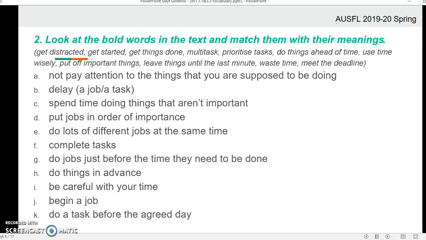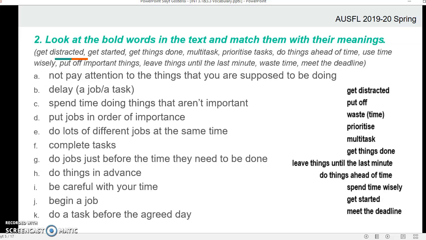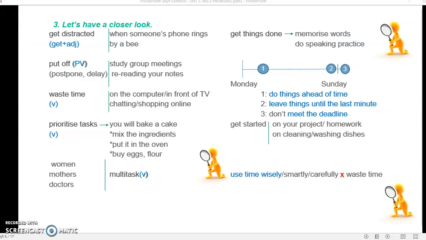Alright, now we're going to match the bold words with their meanings. If you want to see the text, please go back to the first slide, or you can take a picture of the text, but I have them here in the parentheses for you. Read the meanings and match the words. Pause the video, please. Alright, here are the answers. Okay, we will have a closer look at the vocabulary now.